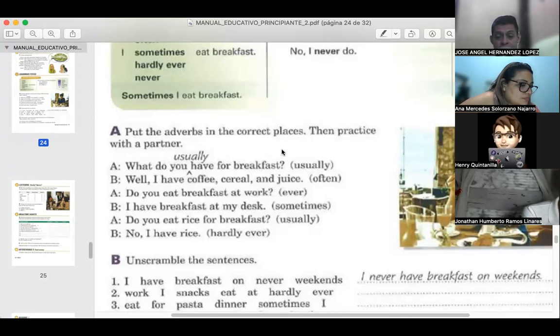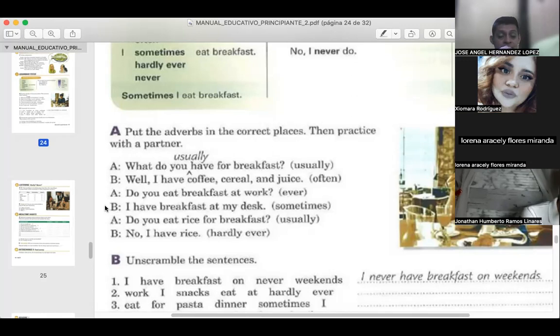Henry. Sometimes. I sometimes have dinner for pasta. Okay. I sometimes have. ¿Cuál me está diciendo? Perdón, pensé que los de abajo era. Bueno, pero. Ajá. I have sometimes breakfast at my desk. ¿O no? Sí, esa es. Repeat. I have sometimes breakfast at my desk. Okay.